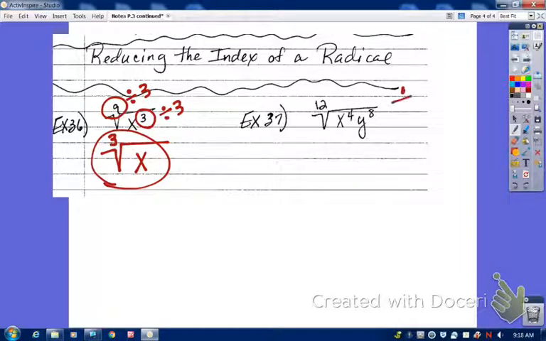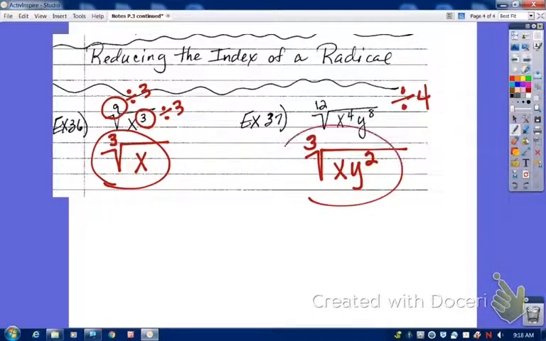So what's the index going to become? A 3. So we're going to have the cube root of x, y to the second. The cube root of x, y to the second.